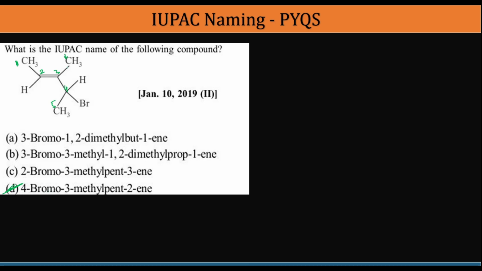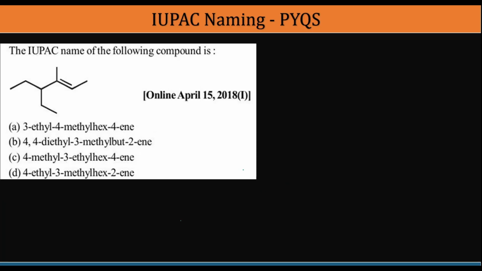4 bromo. On the third carbon, 1 methyl group is there. So 3 methyl, and the main chain has 5 carbons. So pent-2-ene: 4 bromo 3 methyl pent 2 ene. Okay. So option D is the correct one. So I hope you have understood this one also.